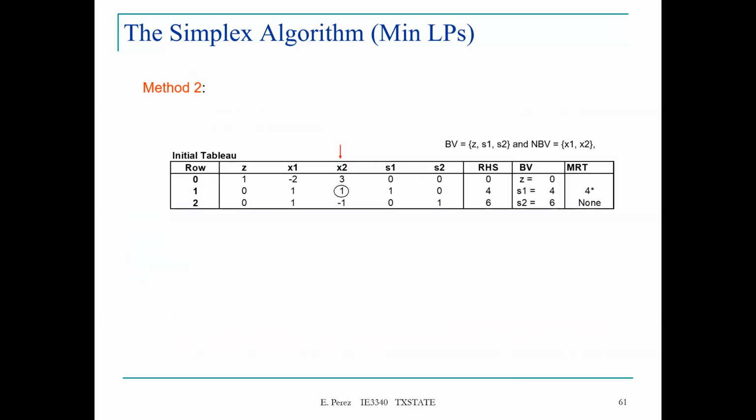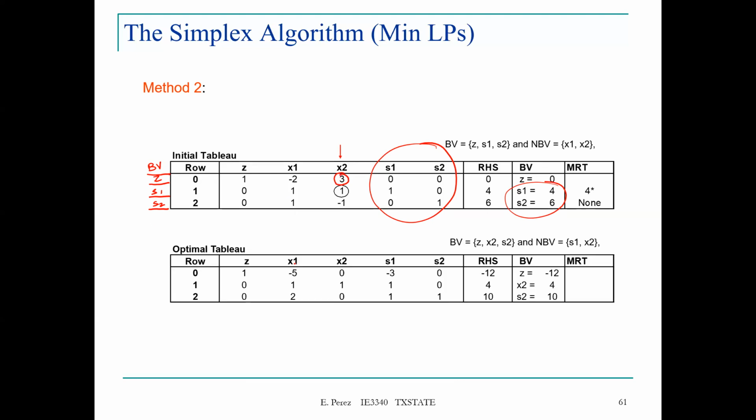So with the modification now, instead of looking for the largest negative coefficient, we are looking for the largest positive coefficient. So my basic variables now are Z, S1, and S2. This is my initial solution with S2 equals 6 and S1 equals 4. So I look for the largest positive coefficient in row 0, and that will be +3. So I know X2 is entering.